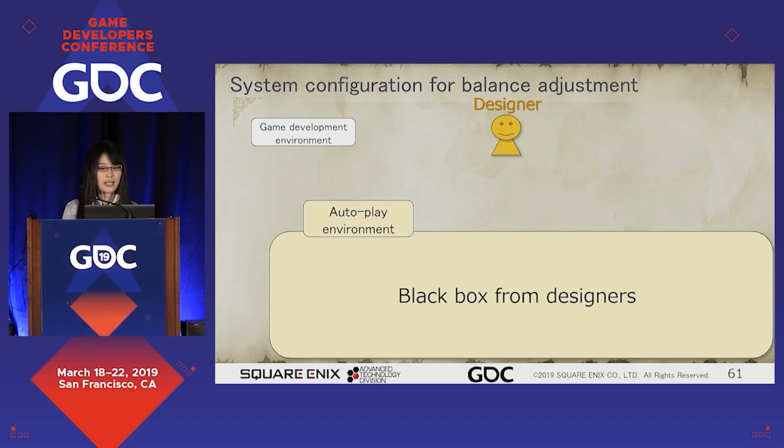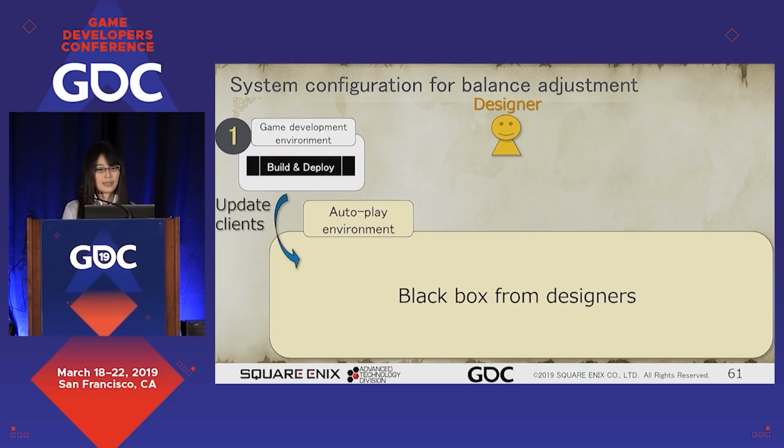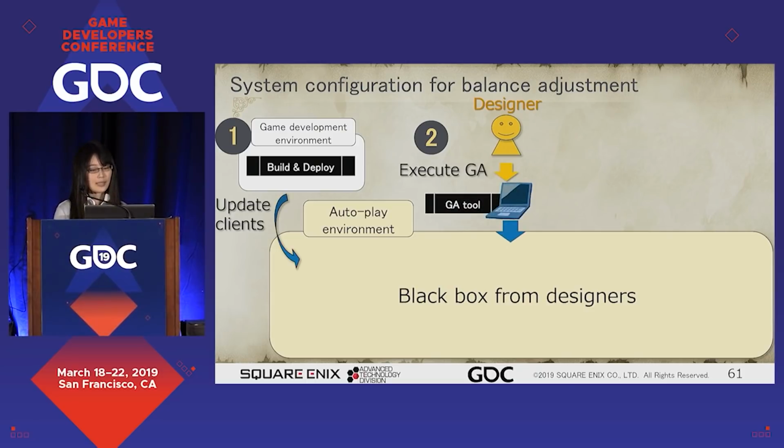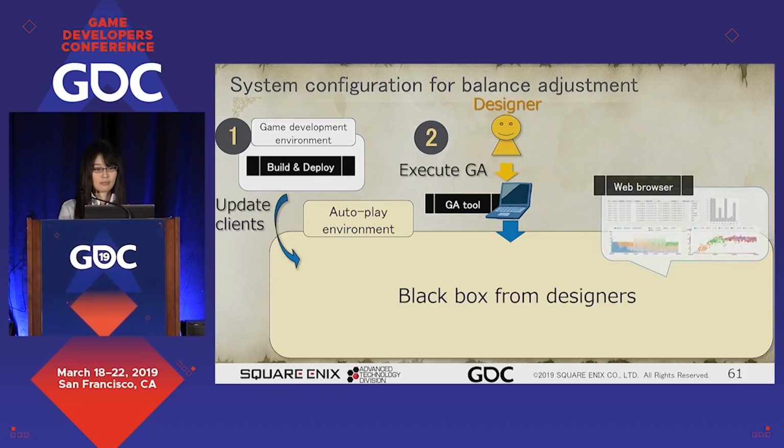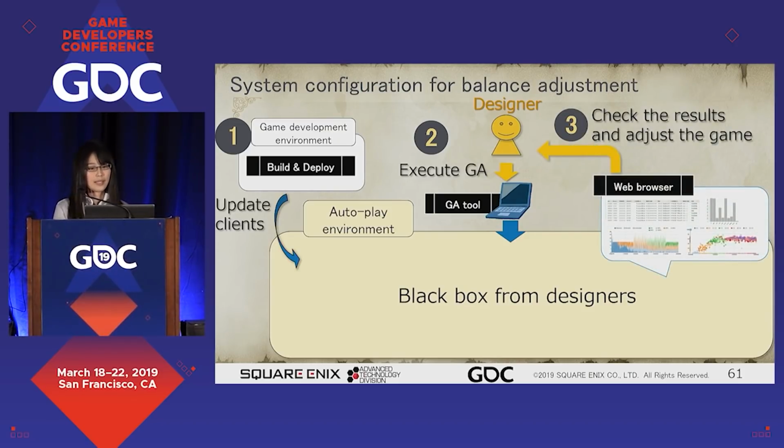This section explains the overall system configuration and the processing flow from simulation execution to seeing the result. First, build the game and deploy it to the outplay environment. Second, the designer executes GA with the tool. Third, they check the result with the web visualization tool. They do not have to care about the content in the outplay environment.